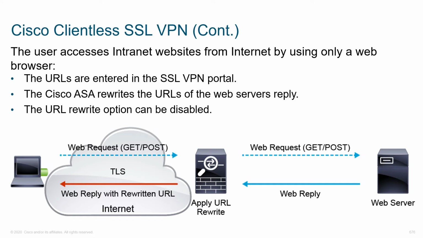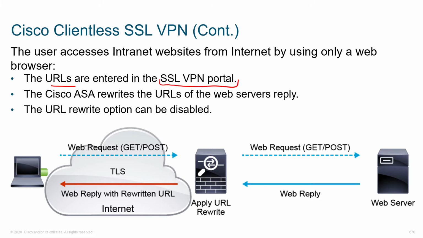When the user accesses intranet websites via the internet, they're using a web browser. They steer their browser, based on URL, to the ASA or Firepower appliance's public interface. This is what's hosting the SSL VPN portal. So we connect in on TCP 443, we do our handshake, we negotiate SSL, and we get delivered a page, and that page is going to be customized for us based on our group membership.